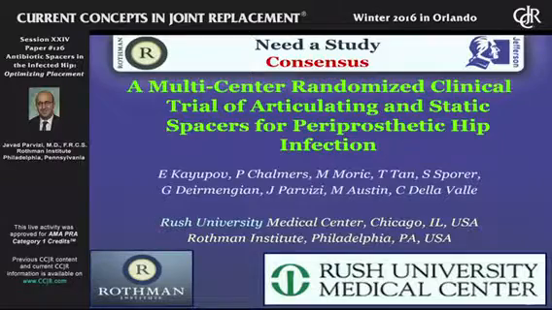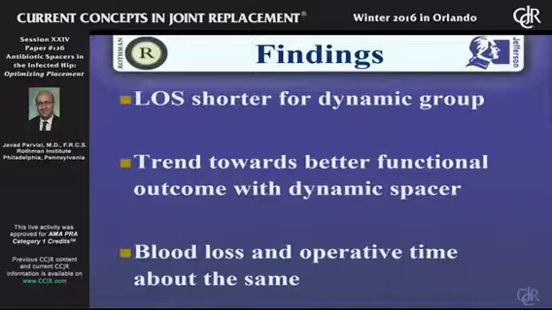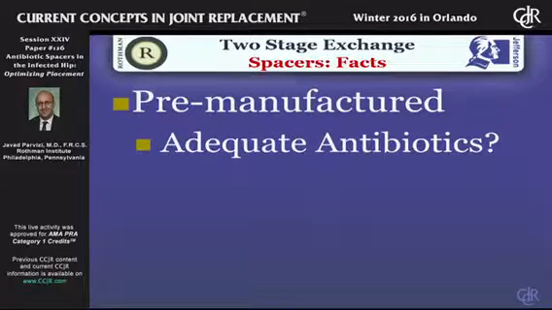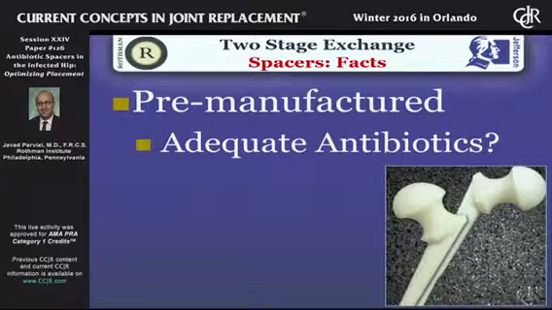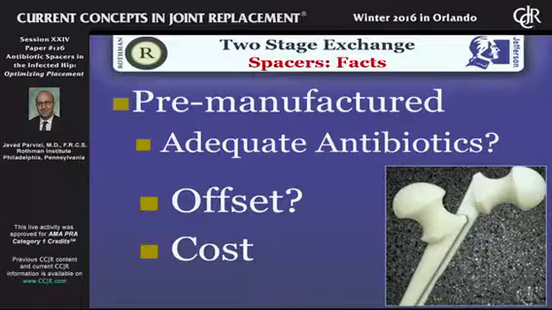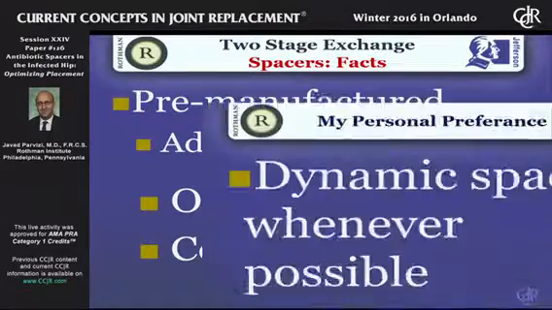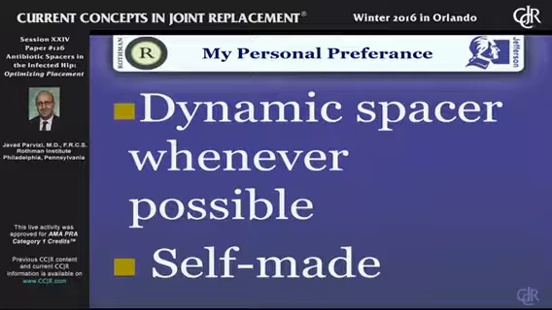Craig Della Valle and I have been in the middle of a randomized prospective study looking at this issue. And basically, the data is not ready yet. We're still recruiting, but it looks like the dynamic spacer patients have a shorter stay in hospital. They have a better functional outcome. That may not be statistically significant, but blood loss and operative time remains the same. Pre-manufactured spacers, they may not contain enough antibiotics. The issue sometimes remains with the offset and the cost, and unfortunately, they dislocate. So my personal preference is to make my own antibiotic spacer during surgery.